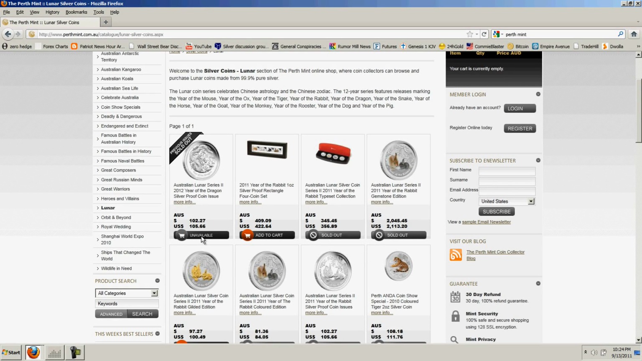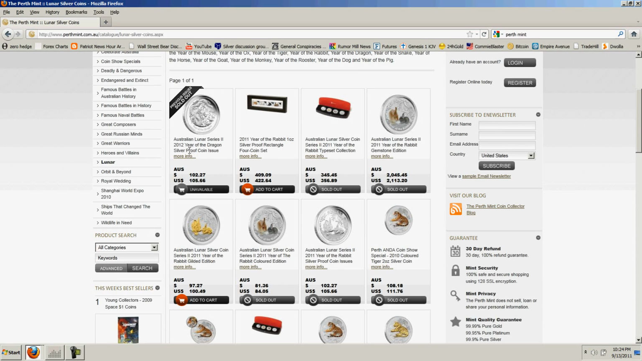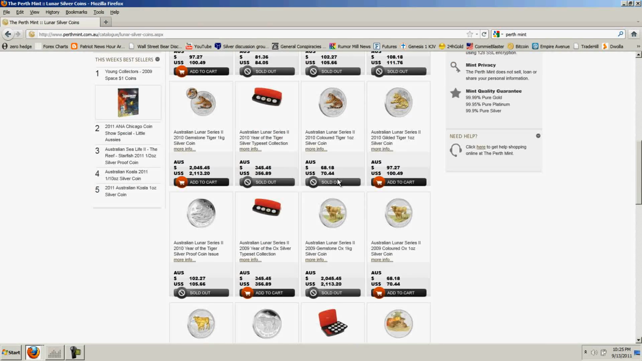Okay, well, so isn't this the new issue? Why is the new issue sold out? And then we see this is actually a proof coin. Even the proof coin is sold out. Where's the bullion coin? Well, we don't see it.